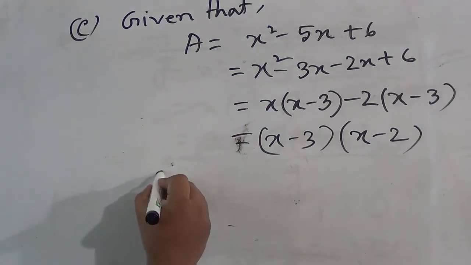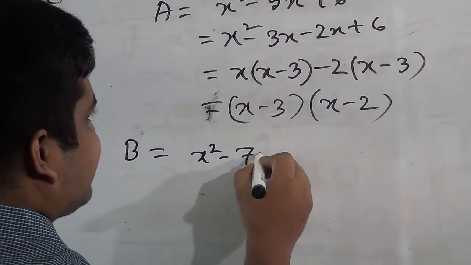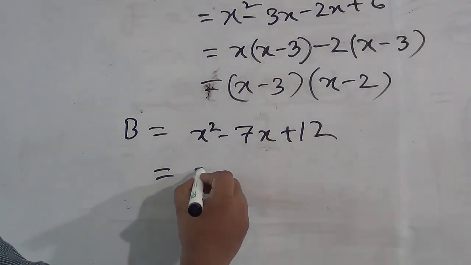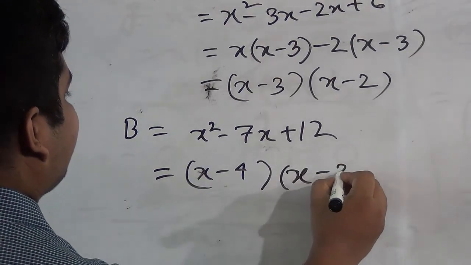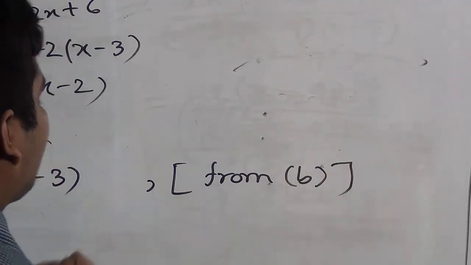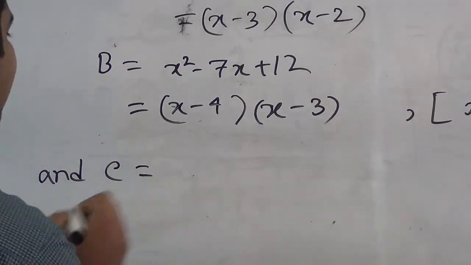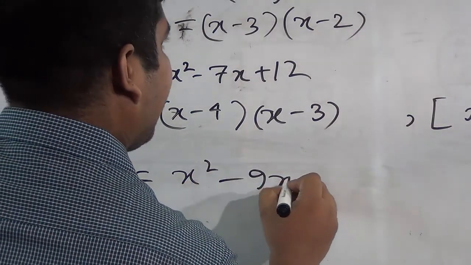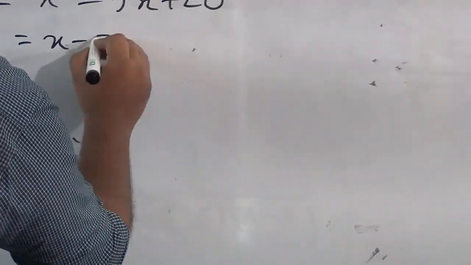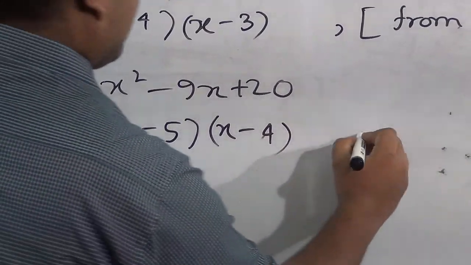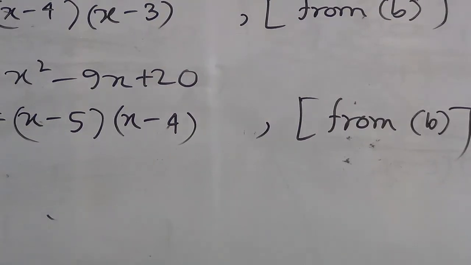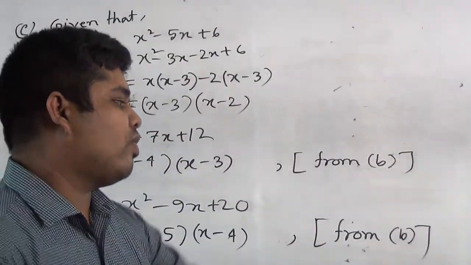Okay, so a is done. What is the value of b? b is x square minus 7x plus 12, and x square minus 7x plus 12 is x minus 4 and x minus 3. How can we get this? You must write here from b. Okay, and c equal what? C equal x square minus 9x plus 20. What is the value of c? X minus 5 into x minus 4. How can we get this? You must write from b. Okay, done? Okay, my dear students, now we find 1 by a, 1 by b, 1 by c.